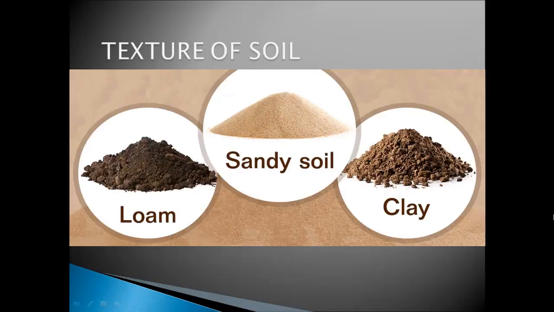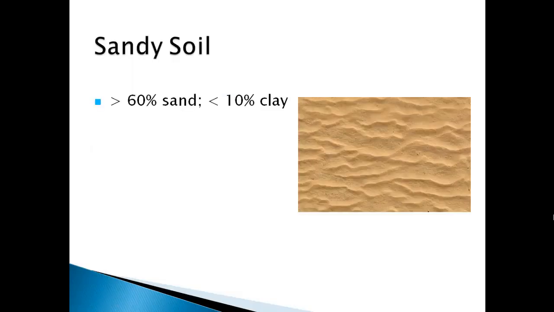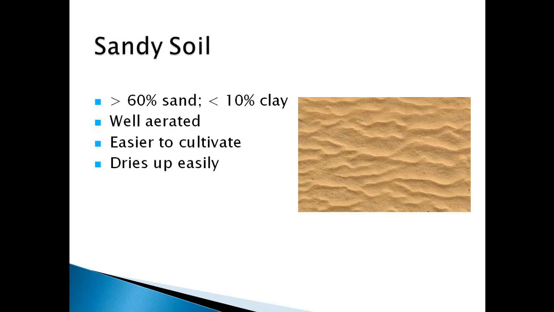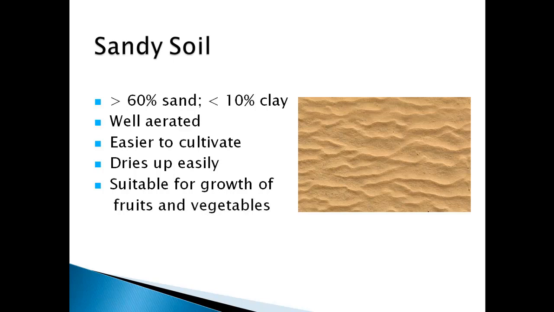Now we'll learn what the different textures of soil are. Sandy soil. As the name suggests, the soil is primarily composed of sand. 60% sand, 10% clay. Such soil is well aerated and easier to cultivate because of this sandy nature. It dries up easily because of the gap between the sand particles. Water easily seeps into the soil and easily dries up. It is suitable for the growth of different types of fruits and vegetables, mainly cucumber and fruits like melon.